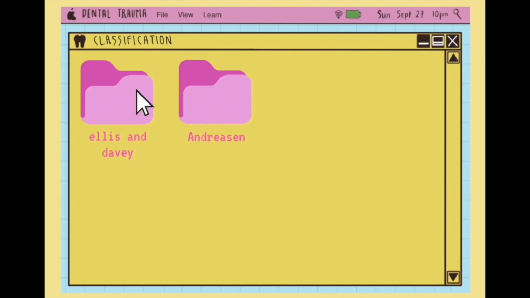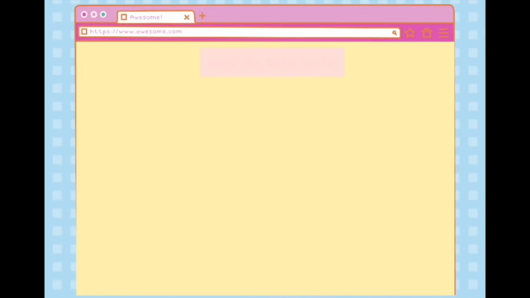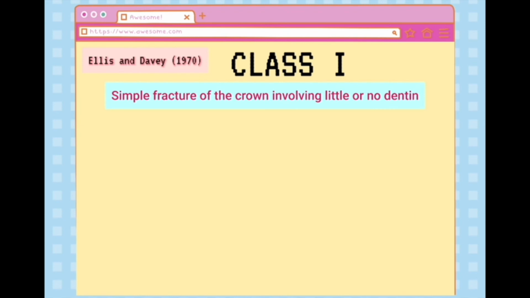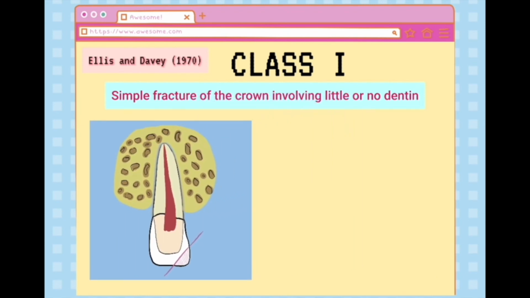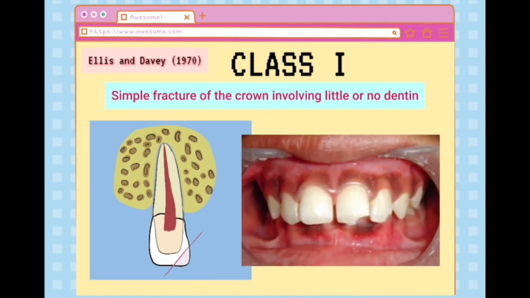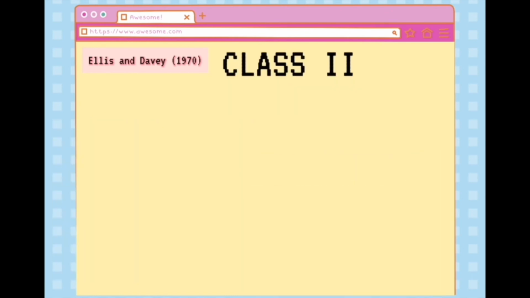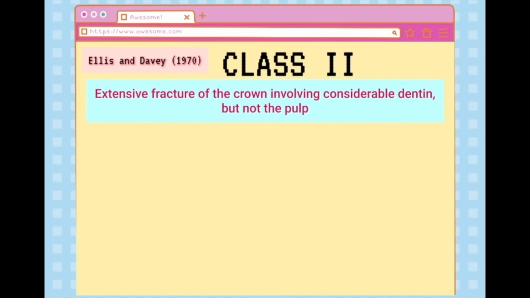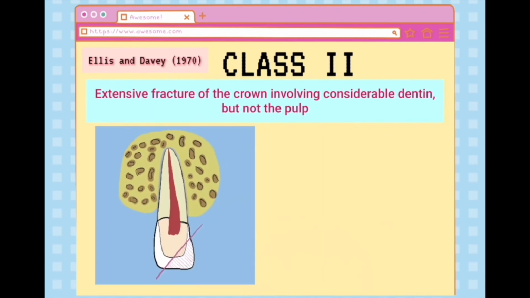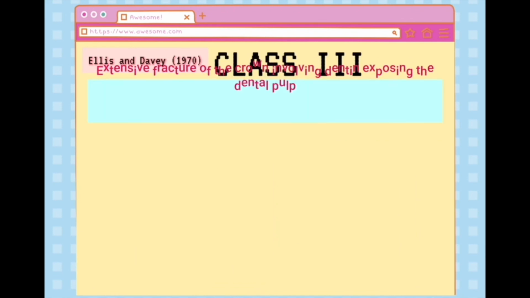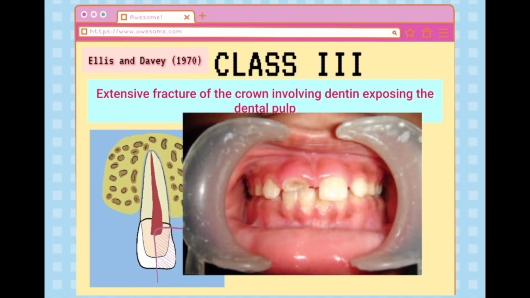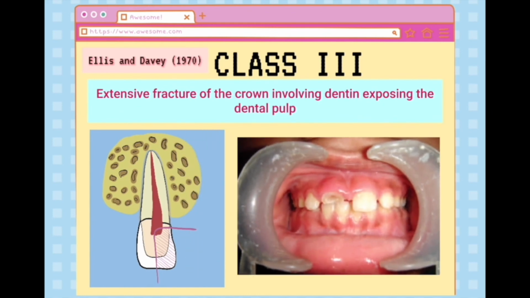So let's start with Ellis and Davey in 1970. Class 1. Simple fracture of the crown involving little or no dentine. Class 2. Extensive fracture of the crown involving considerable dentine but not the pulp tissue. For the Class 3. Extensive fracture of the crown involving dentine and exposing the dental pulp.